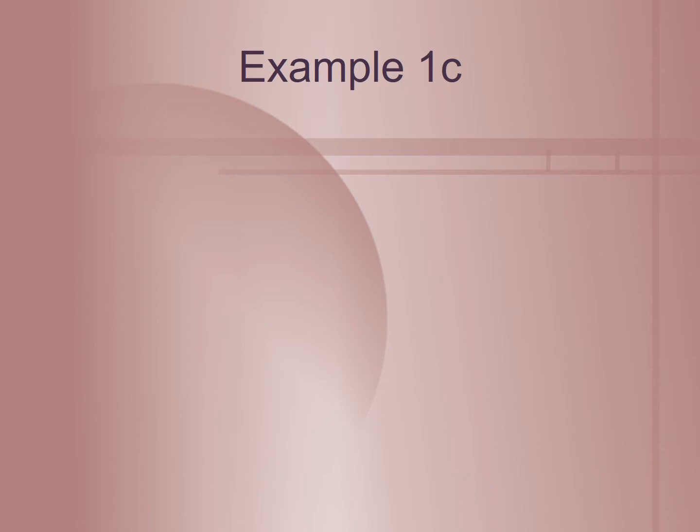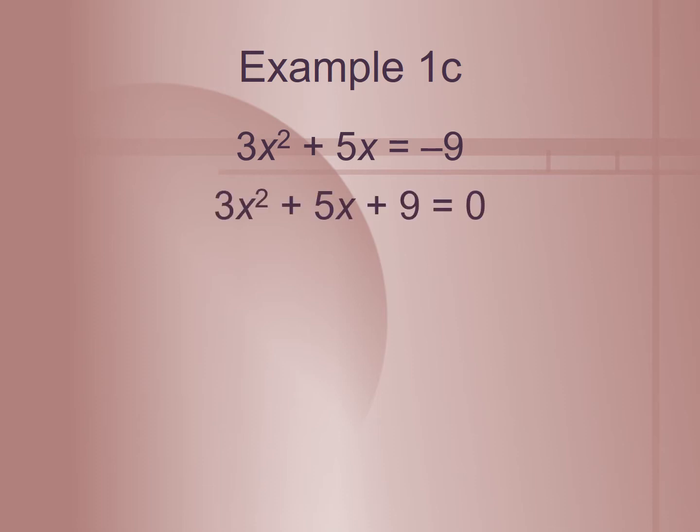All right, another discriminant example. We have 3x squared plus 5x equals negative 9. I need to move that negative 9 over, so I'll add 9 to both sides. Now it's set equal to 0, which means I can identify my a, b, and c values. a is 3, b is 5, and c is 9.